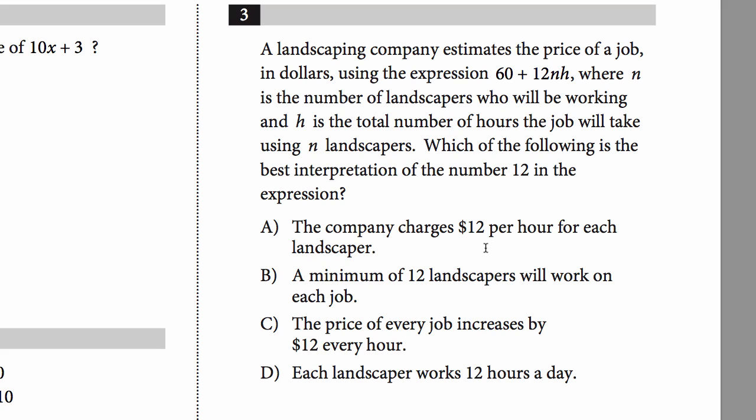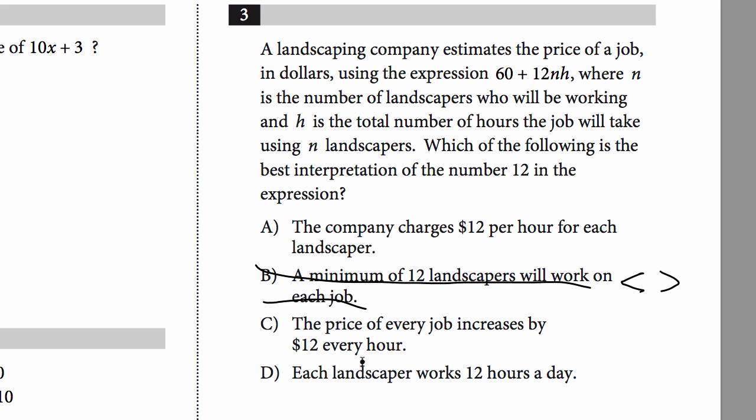All right, so the company charges $12 per hour for each landscaper. That sounds pretty good. I'm going to hold on to that one. A minimum of 12 landscapers will work on each job. Usually when there's a minimum or maximum, you see values like this or words like less than or greater than. I don't see that anywhere in the problem. That's gone.